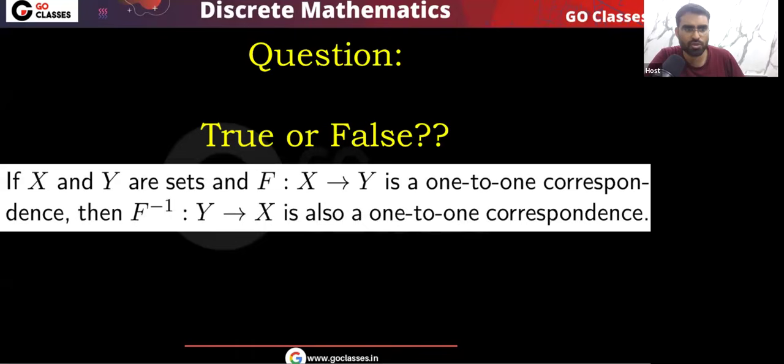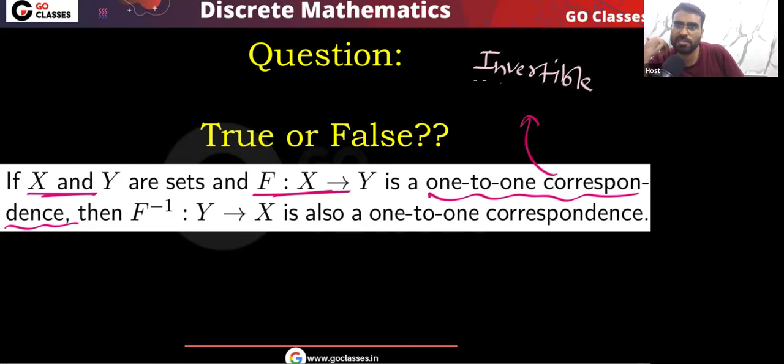Tell me the answer for this question quickly. True or false? X comma y are sets. F is a one-to-one correspondence. That simply means it is invertible.